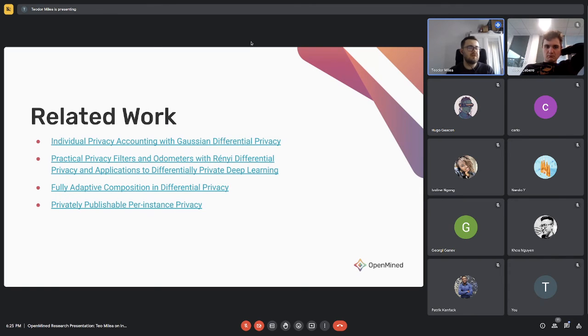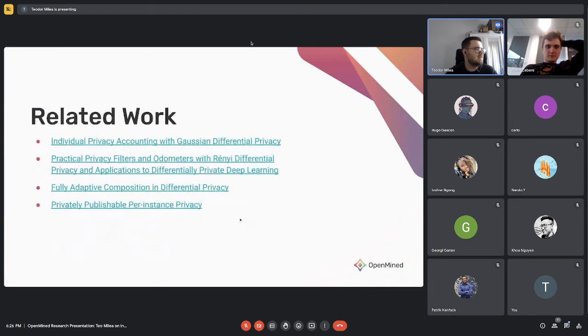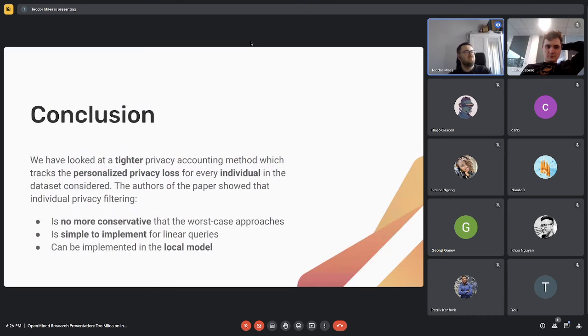I'm not sure. I imagine also for RDP. I don't quite remember. Yeah, and as a conclusion, we looked at the tighter privacy accounting method that tracks the personalized privacy loss for every individual. The authors also showed in their paper that this approach is no more conservative than the worst case approaches. Actually, in the real world, it will be better, because you'll have a lot of different average data points.